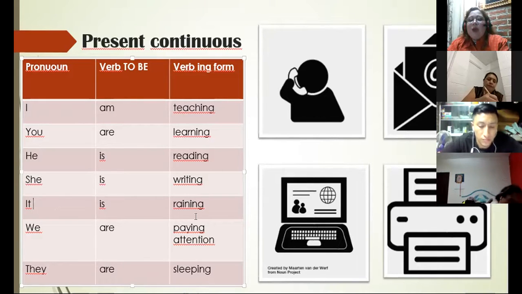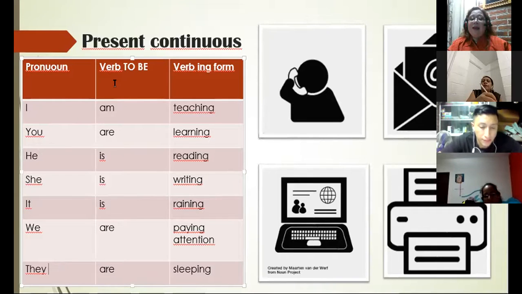So let's see. It is raining at this very moment, okay? It is raining. Now let's see next one. We are paying attention. Now let's see for day. They are sleeping.